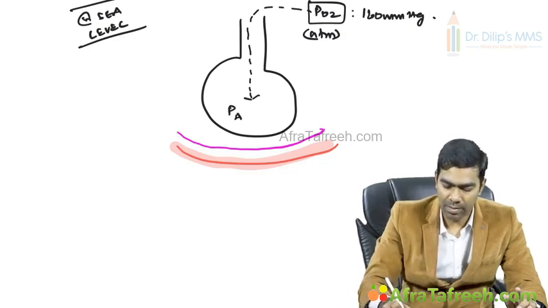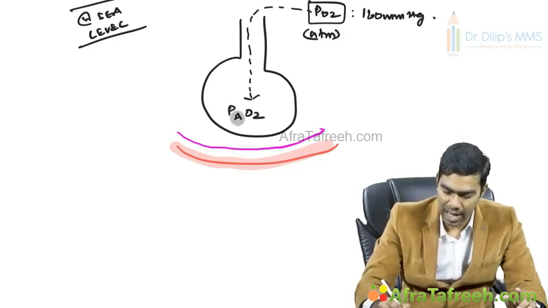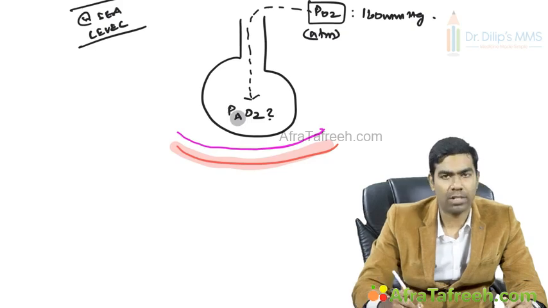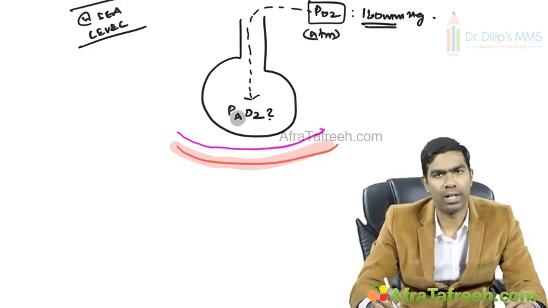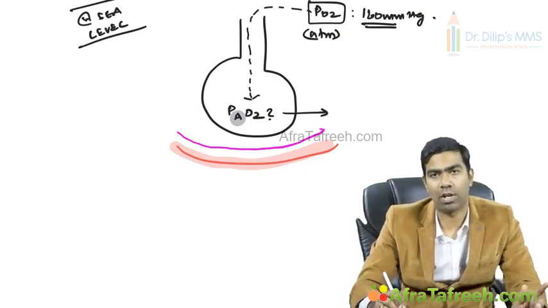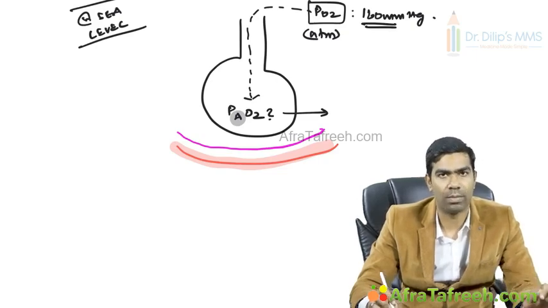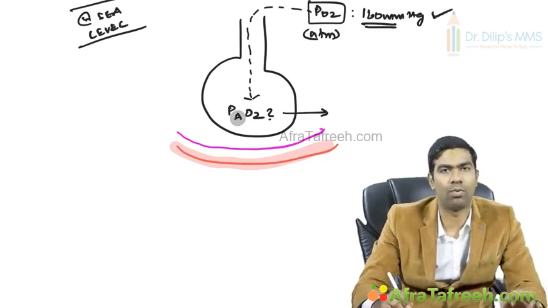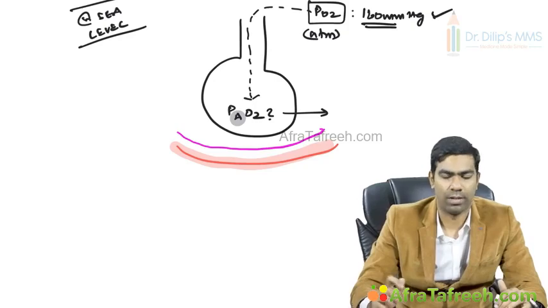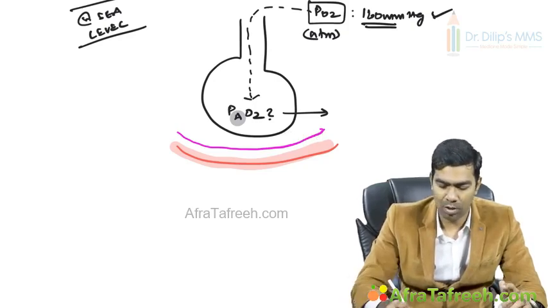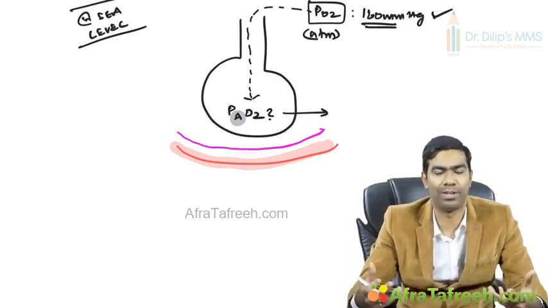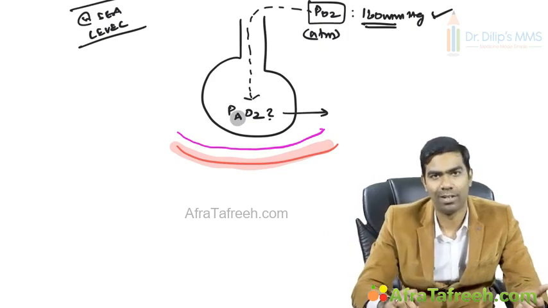But the partial pressure of oxygen that is present in the alveoli, alveoli means big A, always, bigger A is alveoli. What will be the partial pressure? Is it going to be the same 160 or is it going to be less? Definitely less. The partial pressure of oxygen in the alveoli is not going to be the same. Definitely it will be less than what is present in your atmosphere.